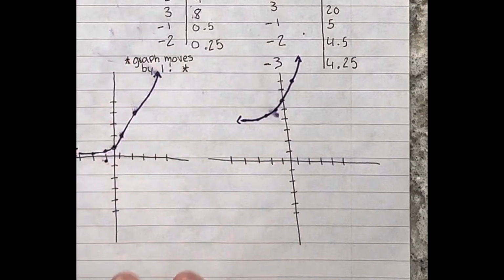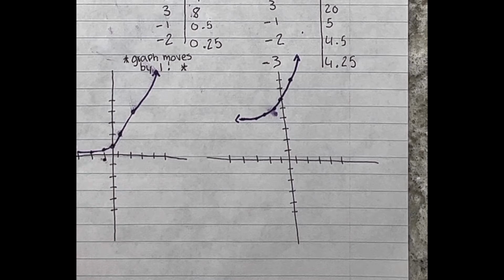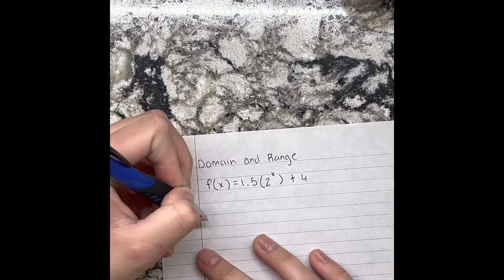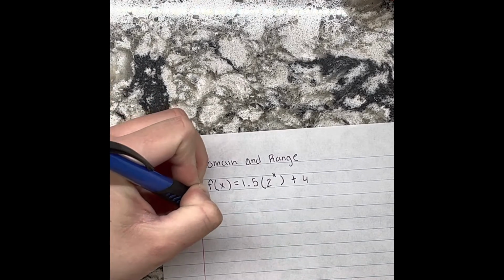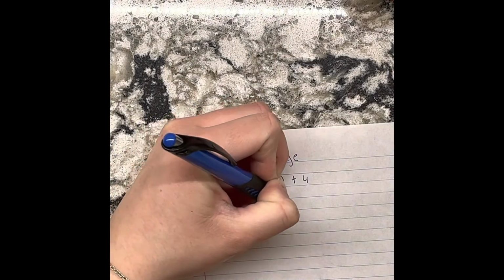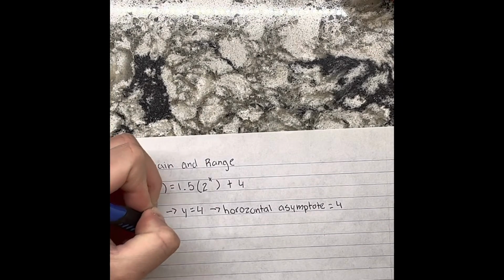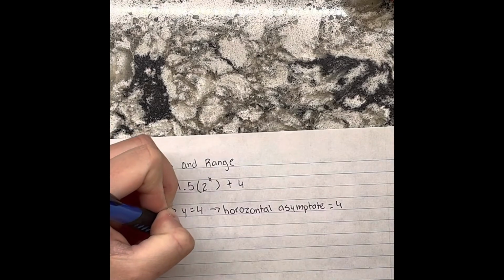And our a value is greater than 1, which we can see that it is stretched vertically by a factor of 2. As well as the c value is greater than 0, which means it translates 2 units up. So now for the domain and range of exponential functions, we can say that our d value is 4, which is the same as y equals 4, which means that the horizontal asymptote is 4.